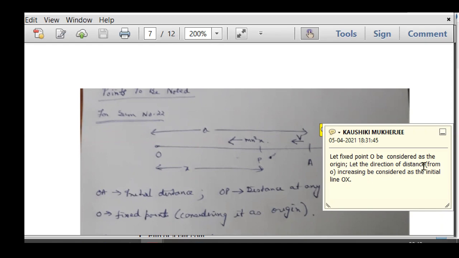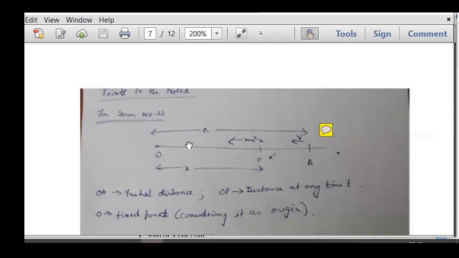Let the direction of distance increasing from O be considered as the initial line OX. So this is our figure, O is the fixed point. I have made a typo here: capital X should be written along with the arrow sign. Again I am repeating, give an arrow sign along with the capital X as you draw the x-axis or the initial line. This writing should be mentioned here.